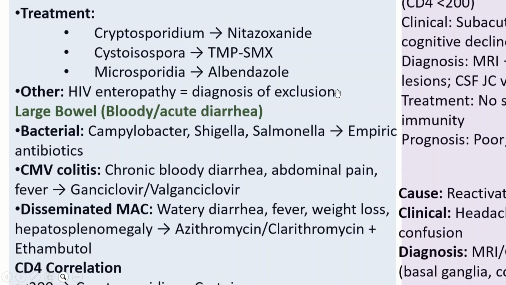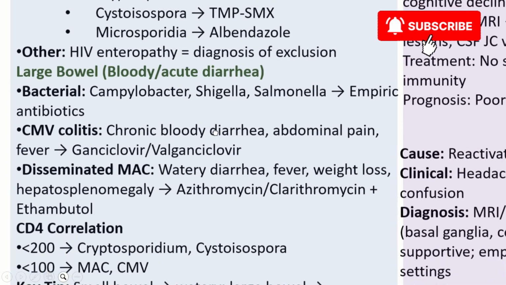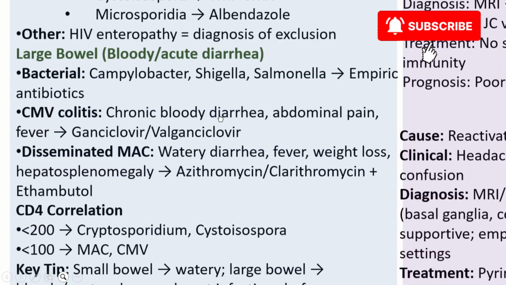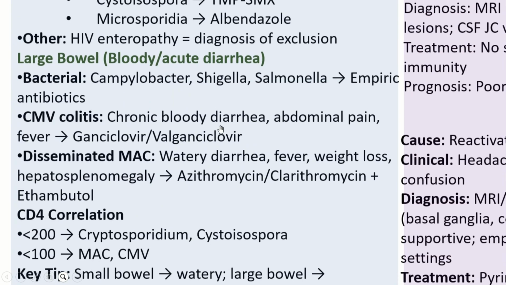We have HIV enteropathy, and this one is going to come as a diagnosis of exclusion. After we have excluded that there is no other cause of the diarrhea, then you could say it is HIV enteropathy. Then we have those causing the large bowel diarrhea. Large bowel diarrhea, which can be bloody or acute in nature, is going to be mostly bacteria: Campylobacter, Shigella, Salmonella, and you're going to treat with empiric antibiotics depending on your country's guidelines.